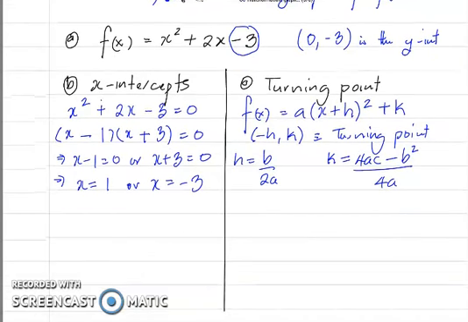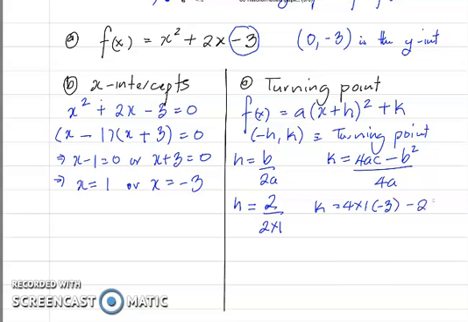a is the number in front of x squared, b is the number in front of x, and c is the constant term. It doesn't have any x. So h becomes 2 over 2 times a, which is 1. k is equal to 4 times 1 times minus 3, which is c, minus 2 squared, all over 4 times 1. This is 2 over 2. So h is equal to 1.